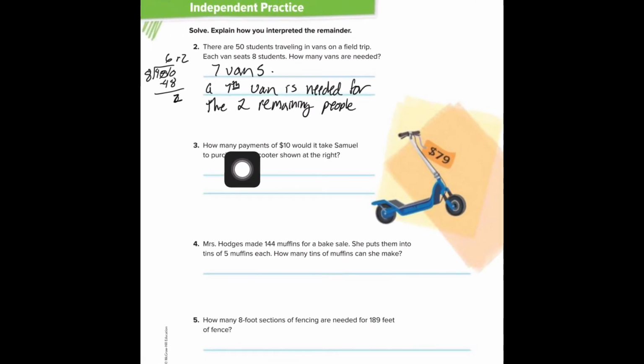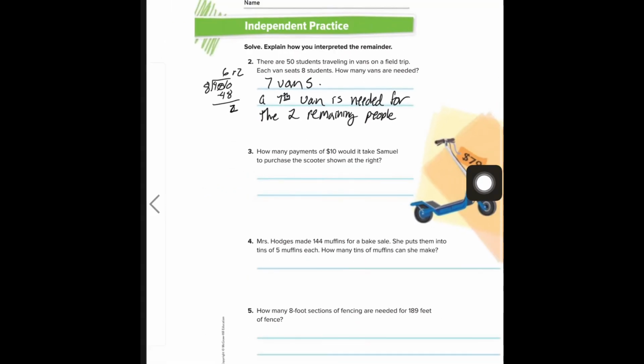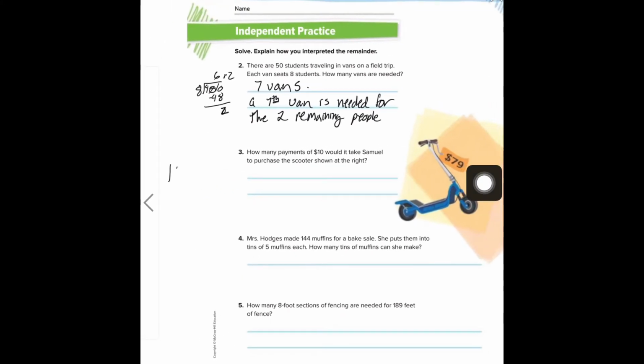Number 3, how many payments of $10 would it take Samuel to purchase the scooter shown to the right? You can see how much the scooter costs by that price tag. And we're going to do this. Ooh, look, there's 2 numbers in the divisor. Does that make you scared? Okay, we can do it just the same.